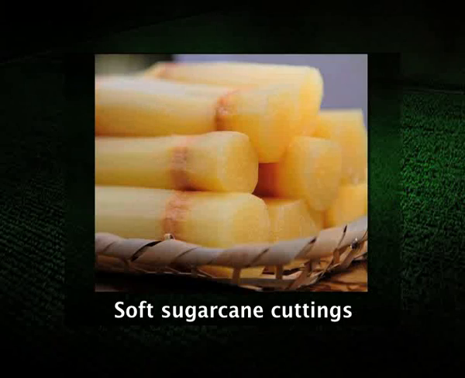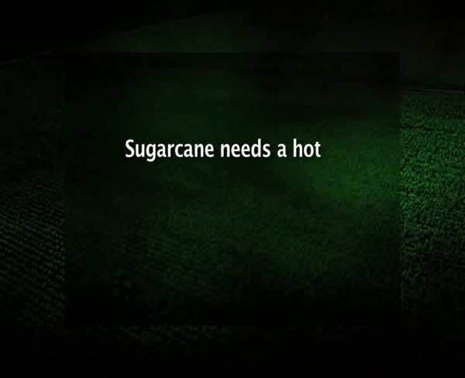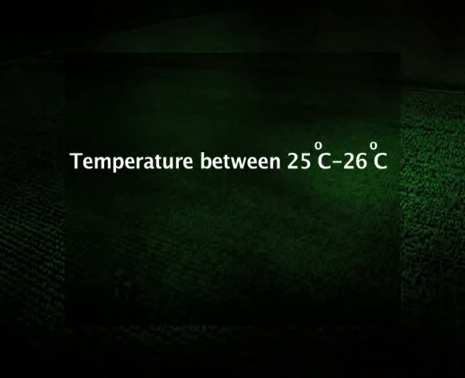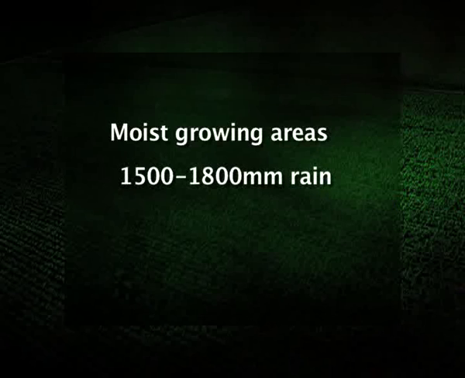Thick noble canes, which are relatively soft with a high juice and sugar content and low in fiber, are chewed throughout most of the tropics. So, I conclude today's lecture with these remarks: sugarcane needs a hot and moist climate. The optimum average temperature for growth is 25 to 26 degrees centigrade. The water requirement is high. In most growing areas, the cane needs 1500 to 1800 millimeters of rain.